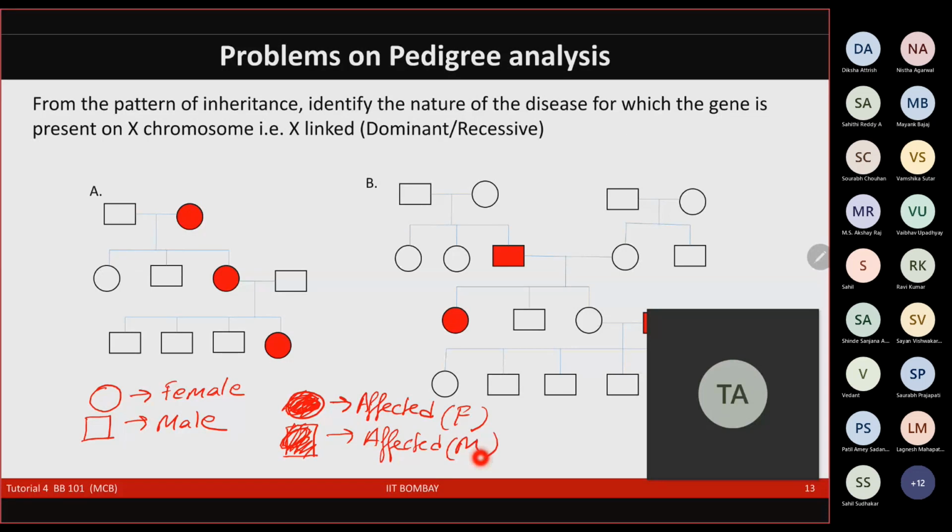So this is an affected male. And when it's half colored, this is a carrier male. And when it's half colored, this is a carrier female.